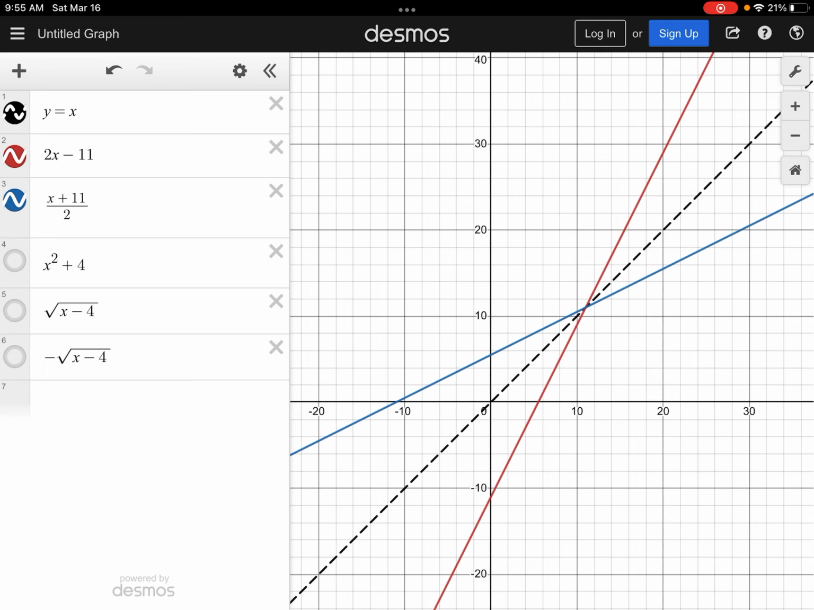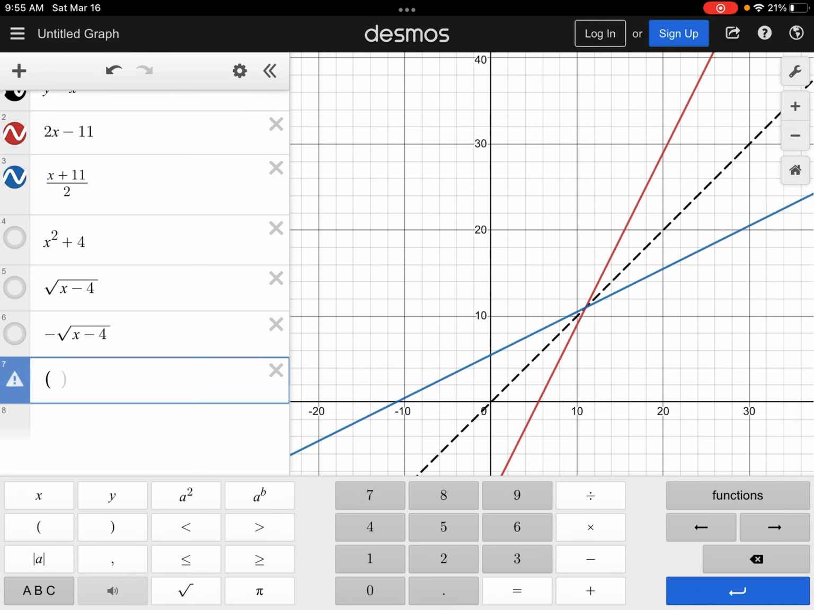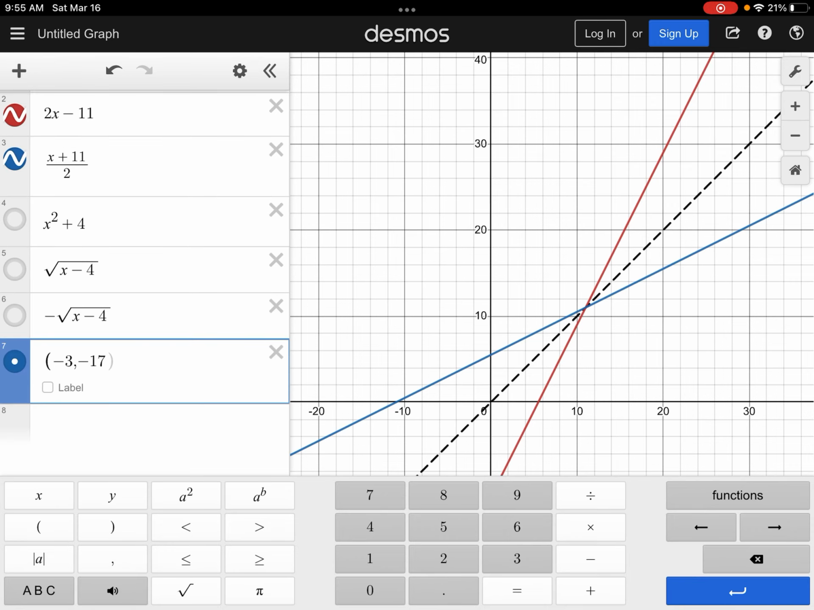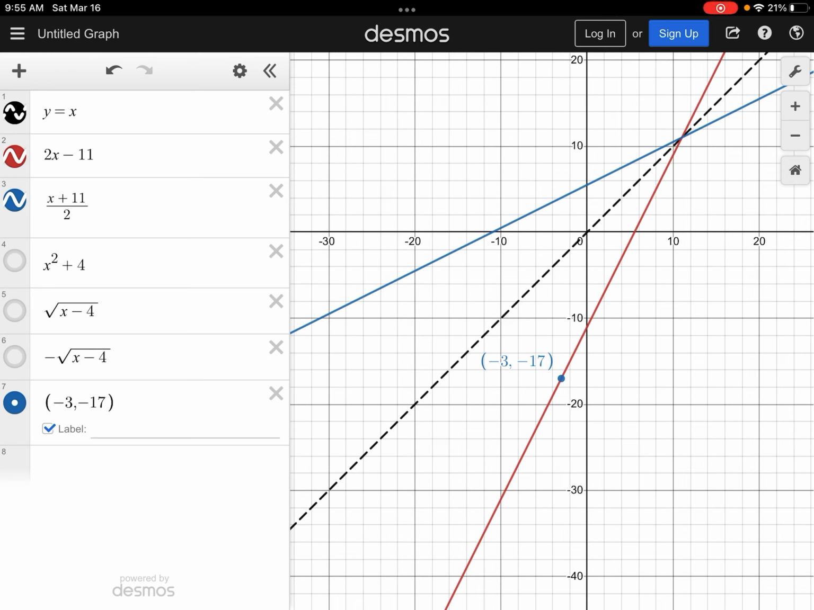And so basically I could pick any point that I want on the red graph. So let's pick the point where x is -3. If I plug in -3 for x, that would give me -17 for y. All right, we're going to label that. And so we get this point -3 comma -17 on the red graph.